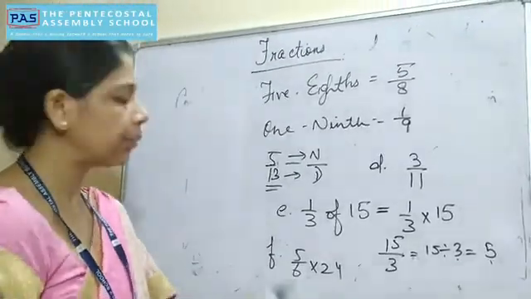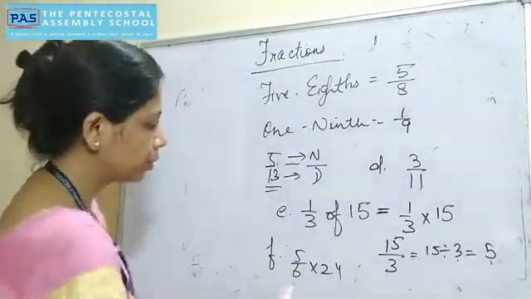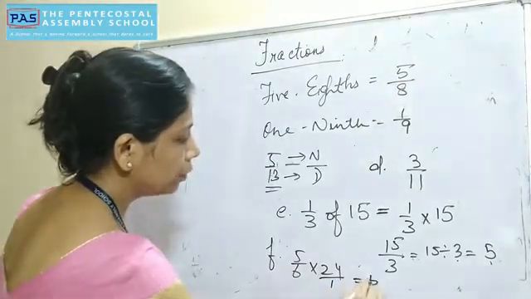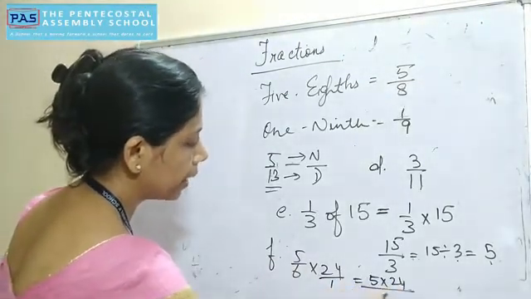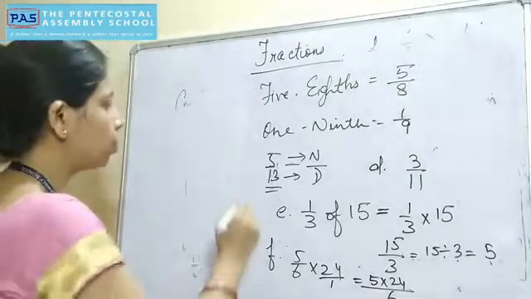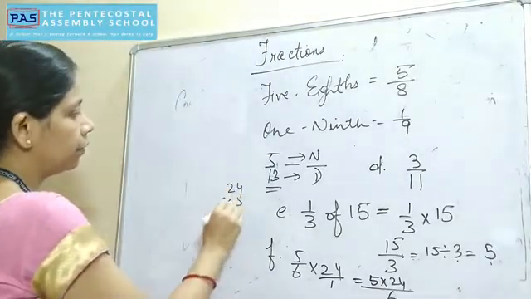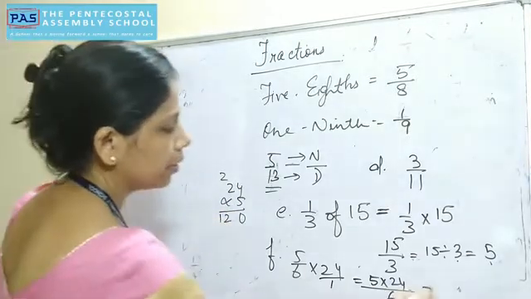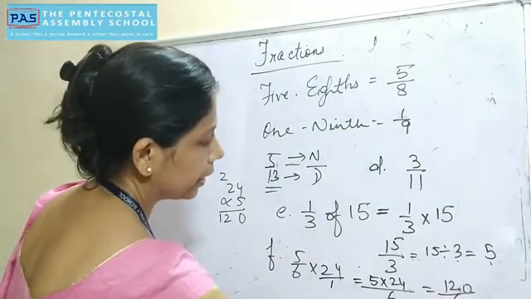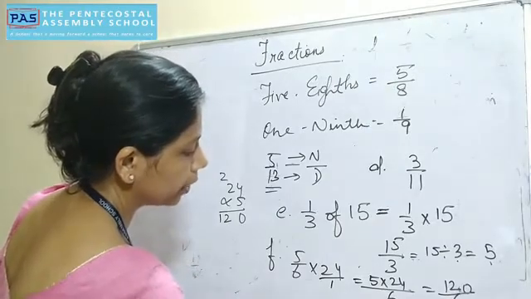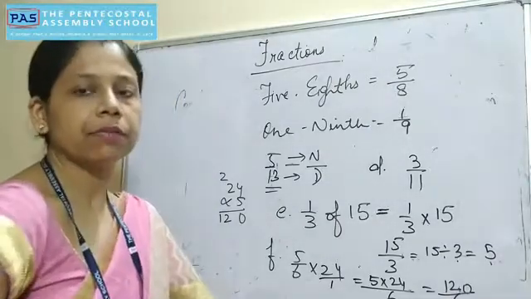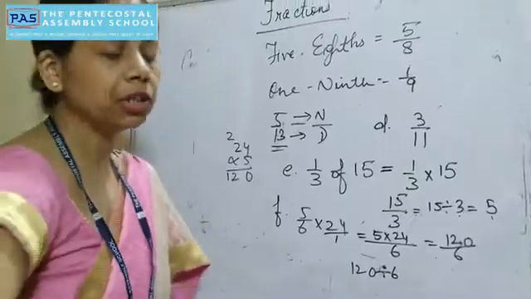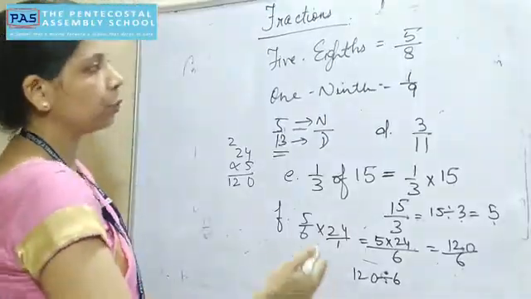Though this type of question will not come in your exam, students, so don't worry about that. So what you will do? 5 into 24 by 6. Now what is 24 into 5? 5 4s are 20, 5 2s are 10, 120. It is actually 120 divided by 6, isn't it? We know that a fraction is actually division only. So we will divide 120 by 6.